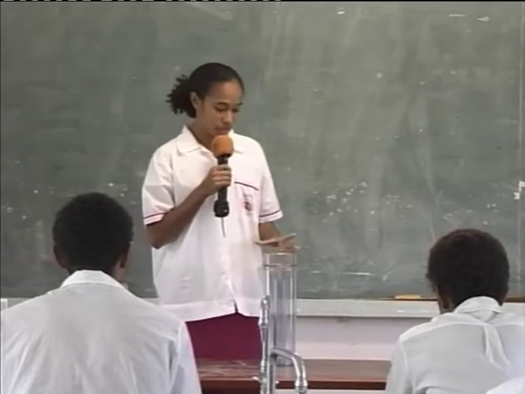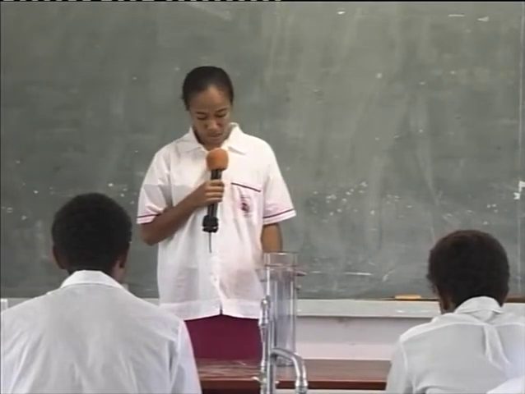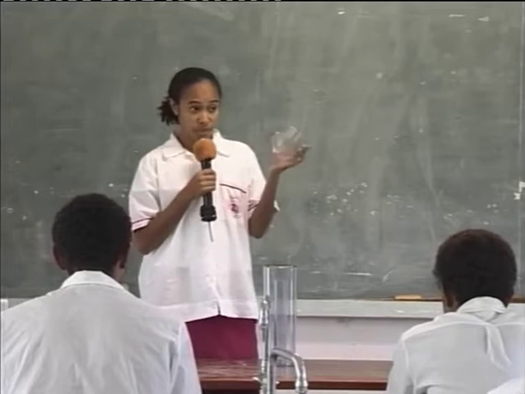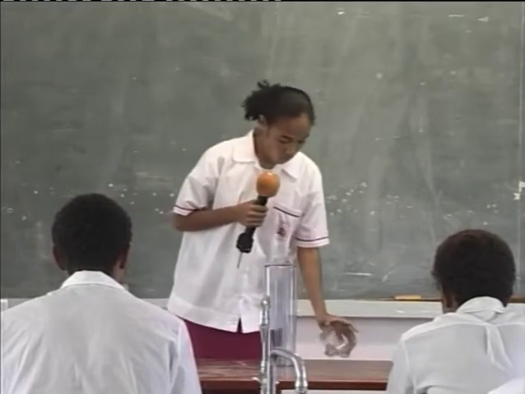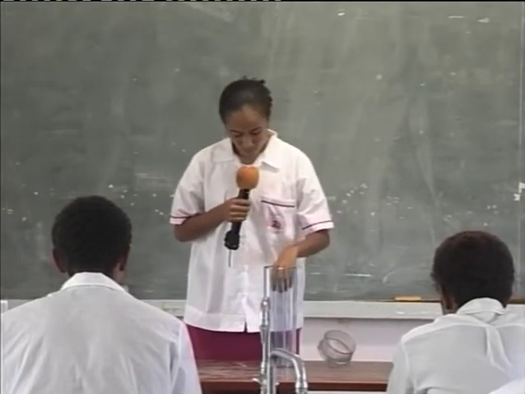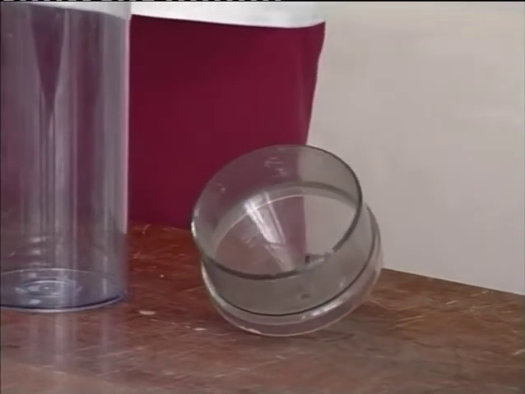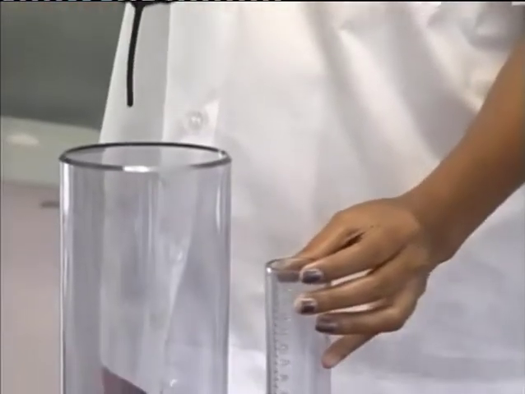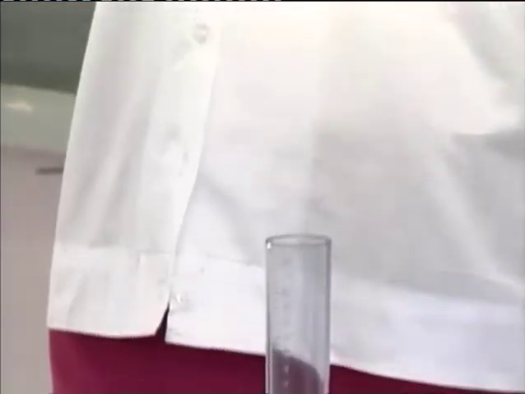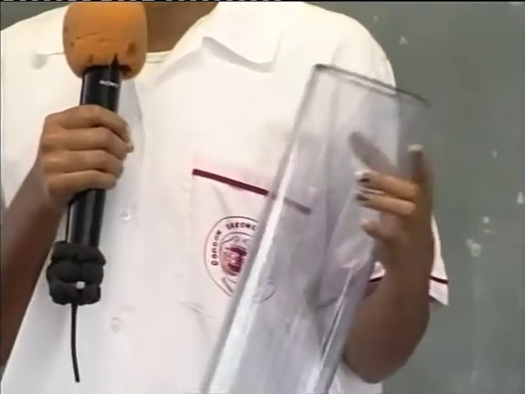Just to summarize again, a rain gauge consists of a funnel, a measuring cylinder, and a plastic container which the measuring cylinder sits in.